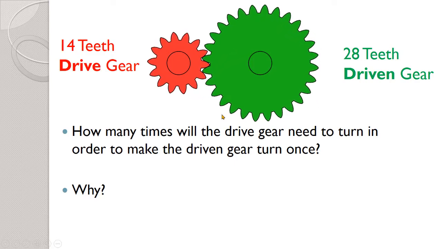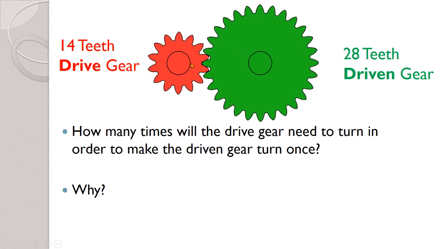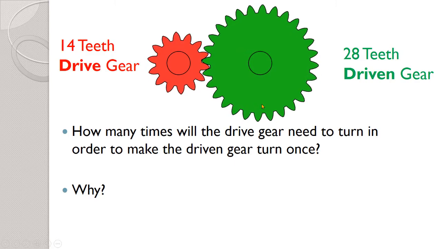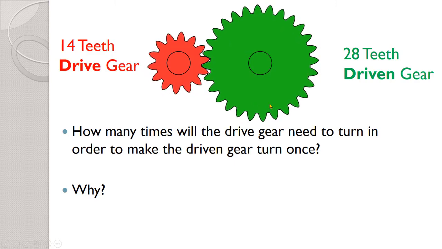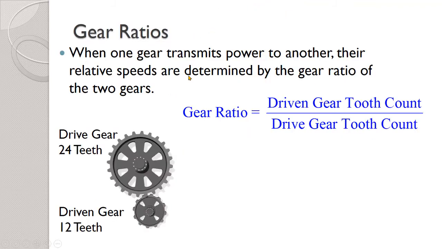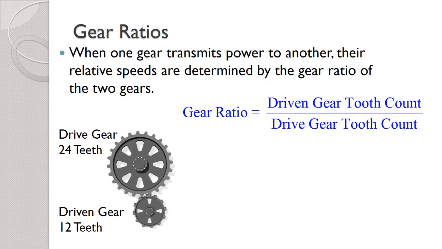So that number, the number of input turns that it takes to get one complete output turn, that is what a gear ratio is. But that's not usually how we determine it. We don't count input turns, we do this. We divide. We count teeth and we divide.